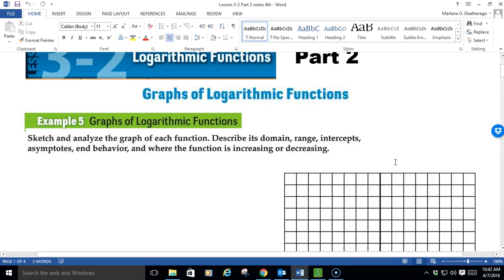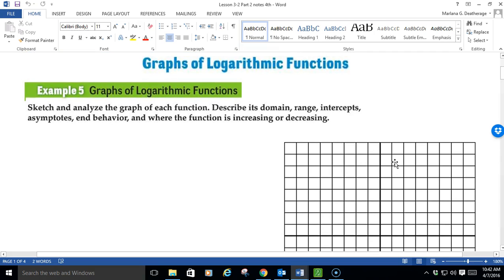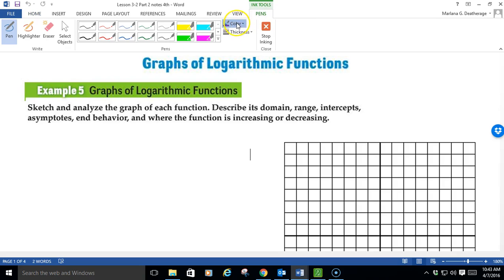Sketch and analyze the graph of each function. Describe its domain, range, intercepts, asymptotes, and behavior, and where the function is increasing or decreasing. Okay, so use red, I guess.